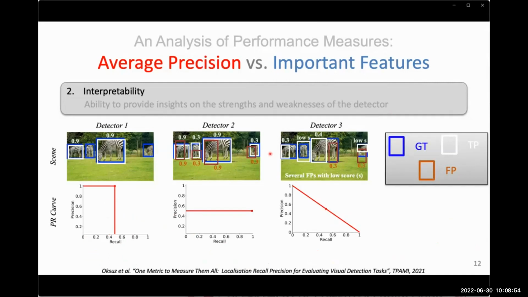Let us continue with the second important feature, interpretability. We expect a measure to provide insight about the problems of the detector in the interpretability feature. Consider the same example from the previous slide, where we have 3 different detectors with different performance characteristics. We see that average precision provides the same performance of 0.5 for these very different performance behaviors. As such, users of these detectors would not have any idea about which parts of their detectors are failing and which parts are performing well. Therefore, we say that average precision does not satisfy the interpretability important feature.